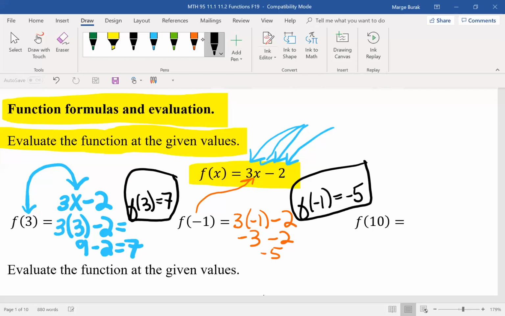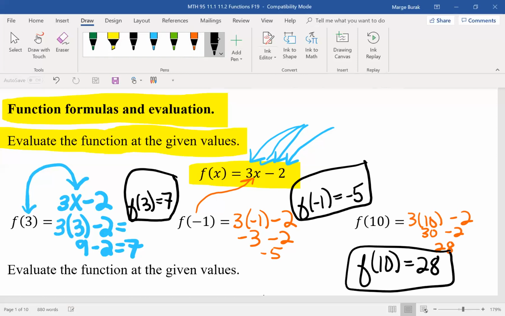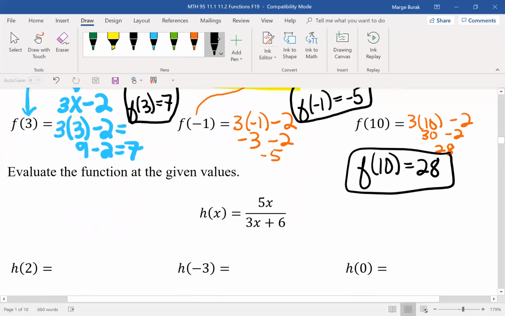And let's just do one more. F of 10: I'm going to put 3 times 10 minus 2, which is 30 minus 2, or 28. So the answer to this one is f of 10 equals 28. Okay, and that's how you evaluate a function. Let's do a few more.